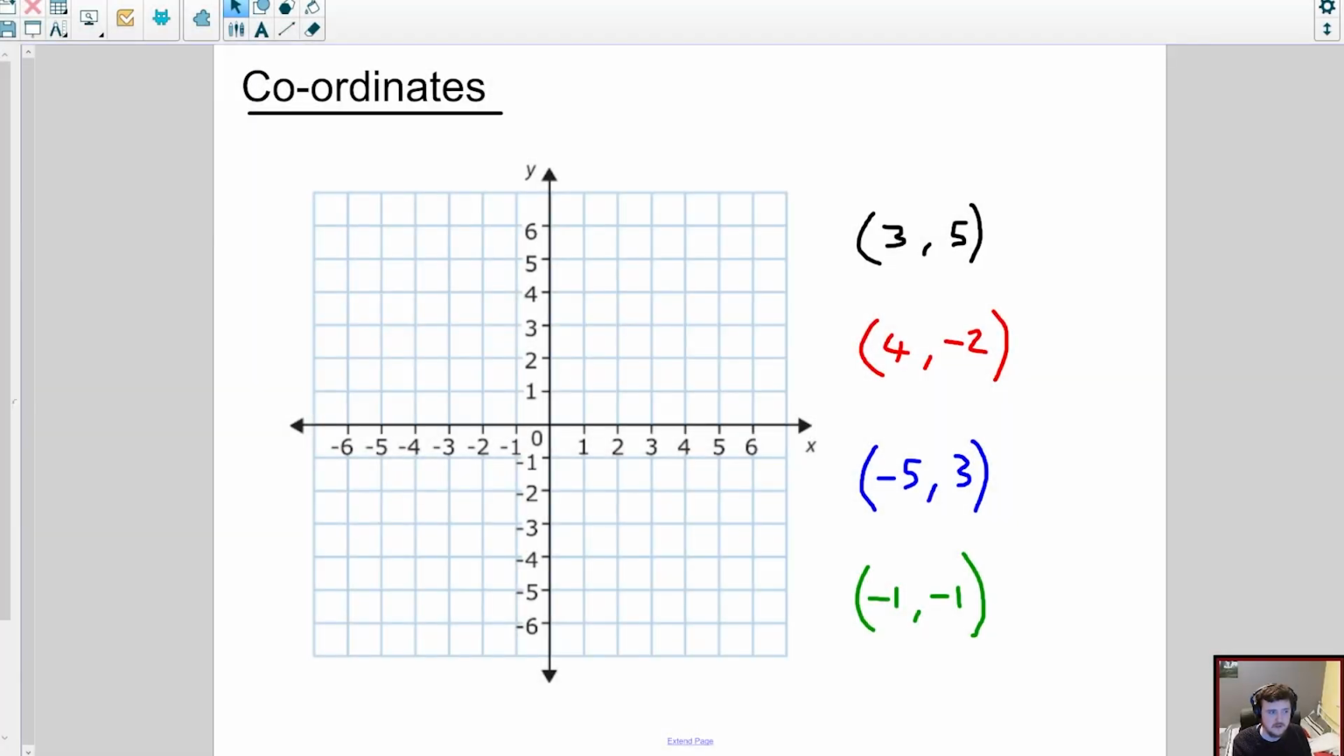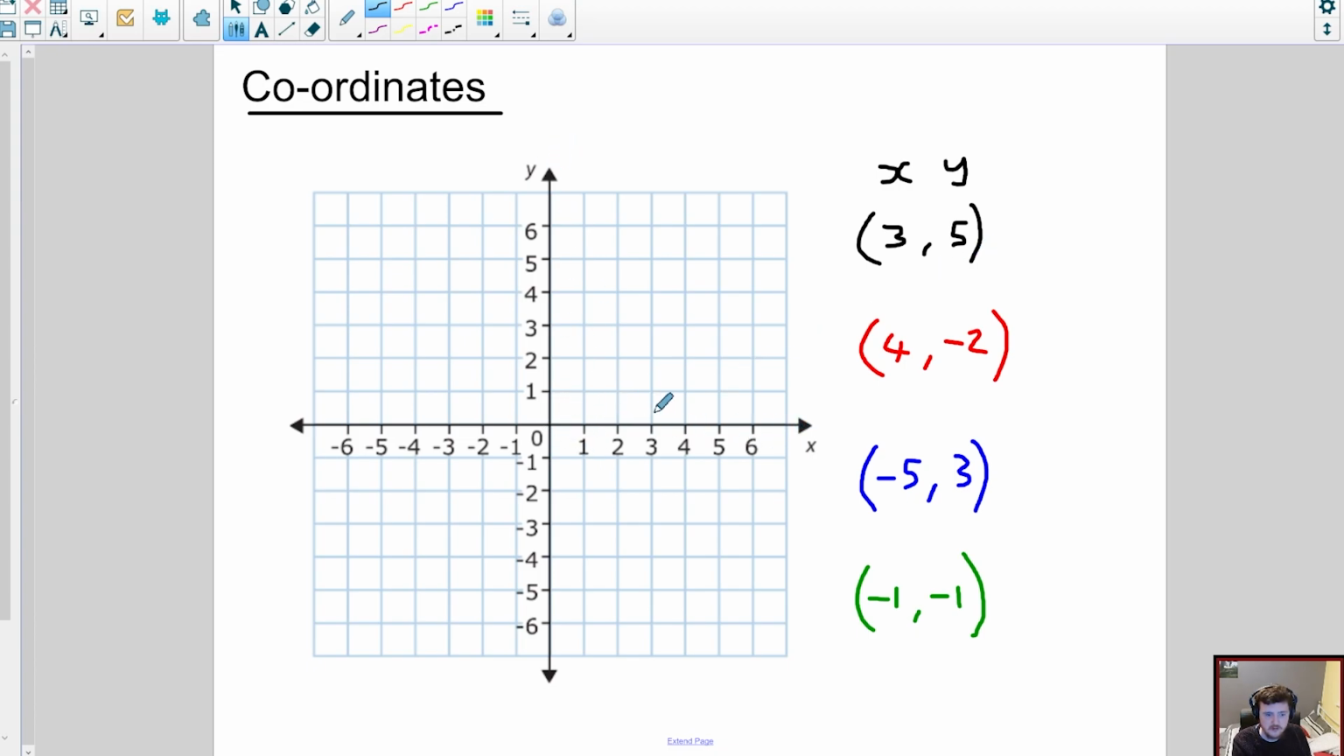The first thing I wanted to talk about was coordinates. So, what is a coordinate? It is a representation of a point in space used usually on a grid. So in the example of these 3 and 5, we take our x-axis to be our first number and our y-axis to be our second number. And so this is the x and this is the y.